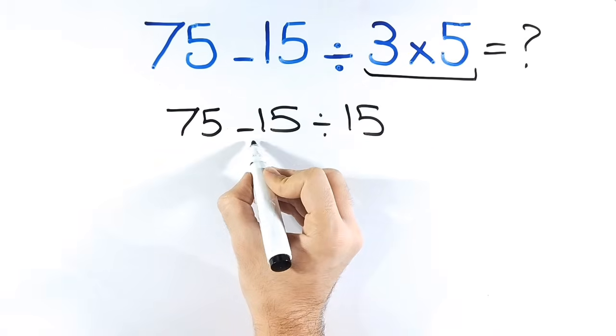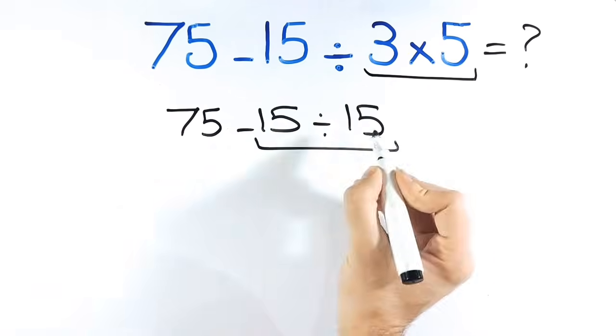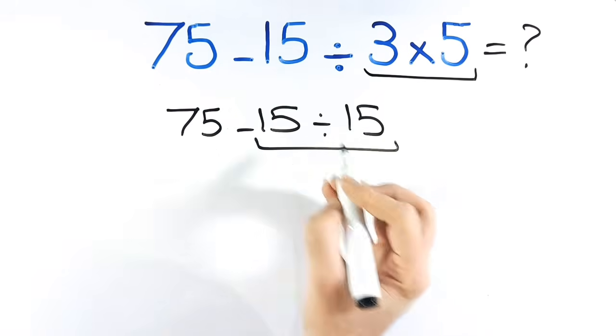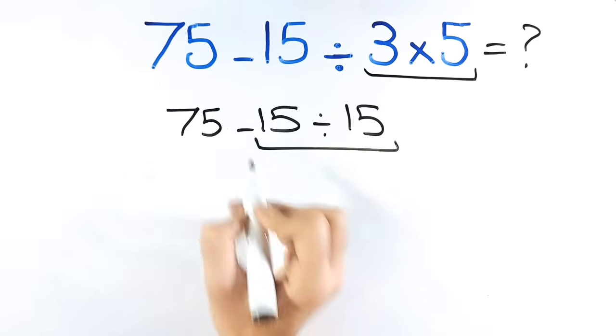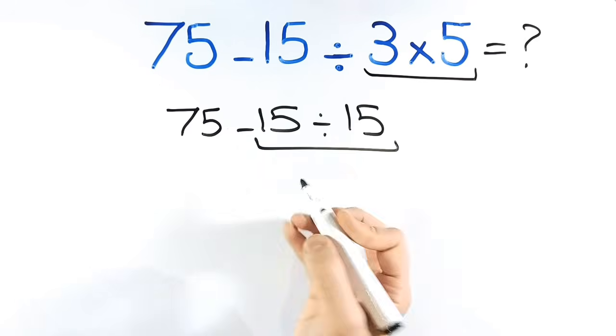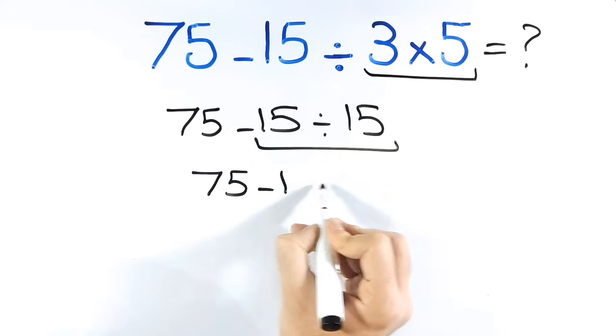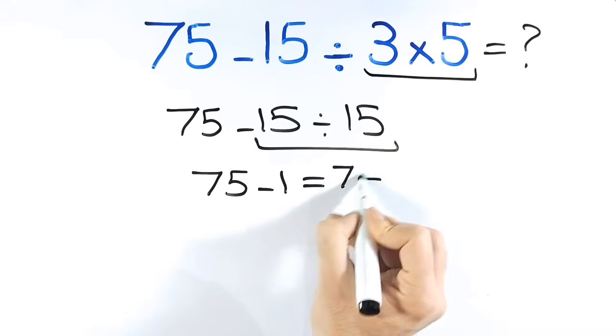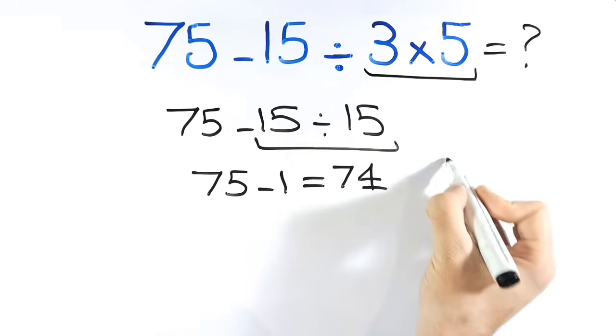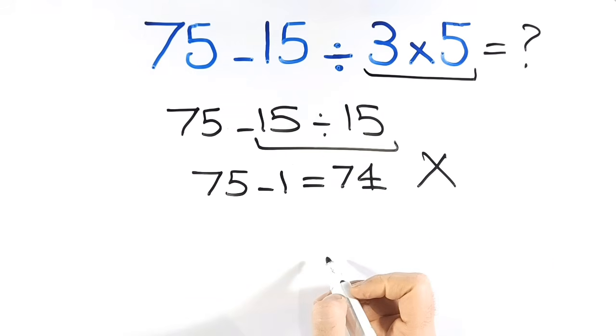And the next step, they go to the division between 15 and 15 because they think division has a higher priority than subtraction. So, they rewrite this expression as 75 minus 1, which finally gives them the answer 74. But it's not the correct answer to this question.